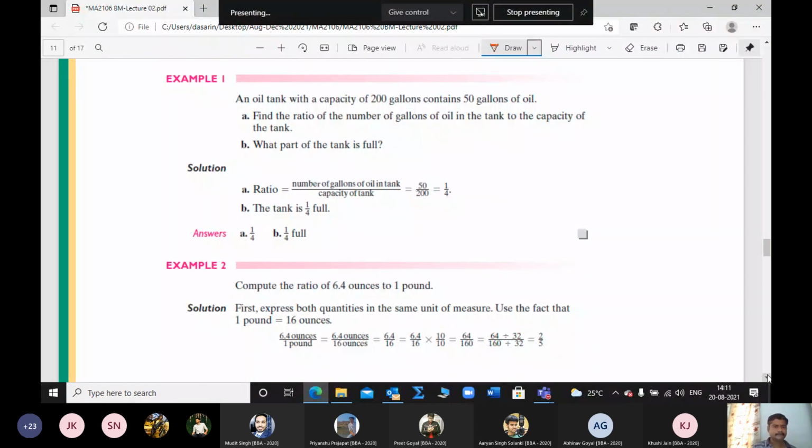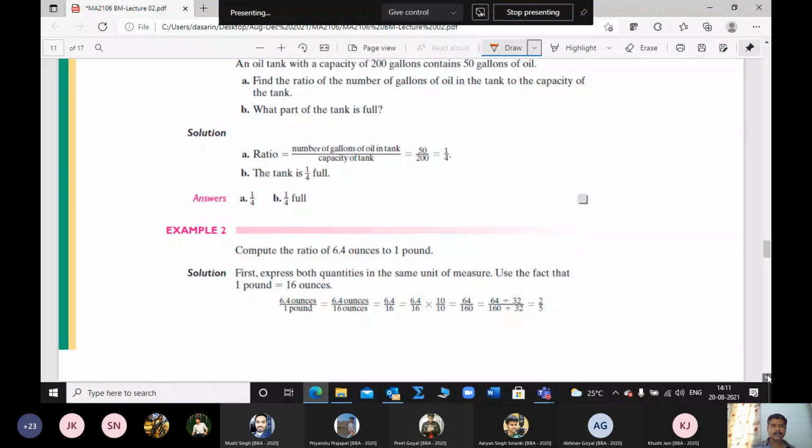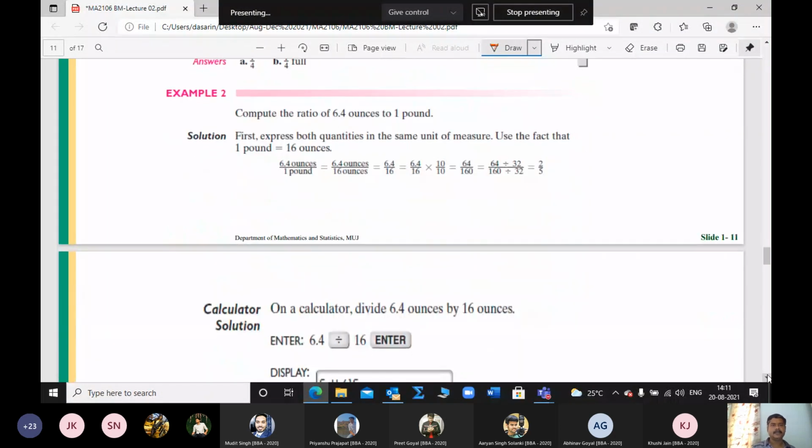1/4 of the tank is filled. So that completes the first question. Now moving on to the next question.